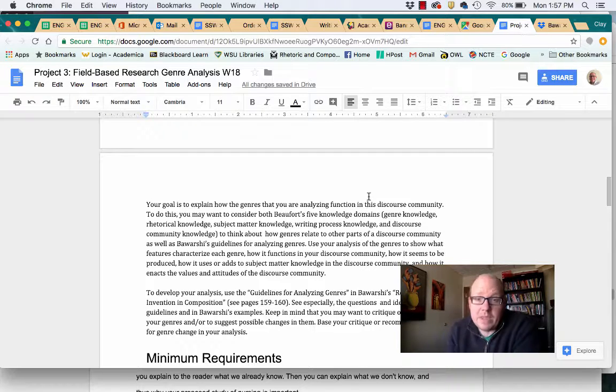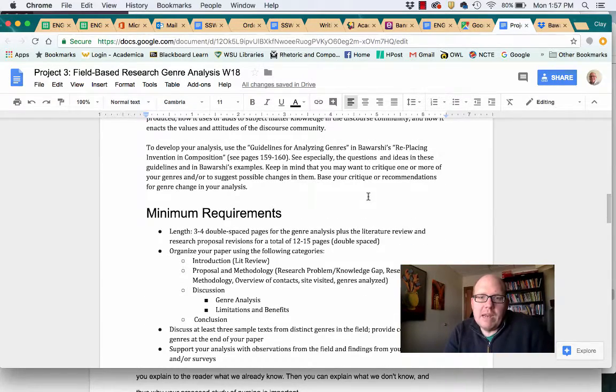To develop your analysis, use the guidelines for analyzing genres in Bawarshi's Reinventing Invention and Composition. Beaufort helps you think about how genre knowledge is connected to other things, but to really think about how the text is being used, really turn back to Bawarshi, and you may want to reread those pages that were assigned.